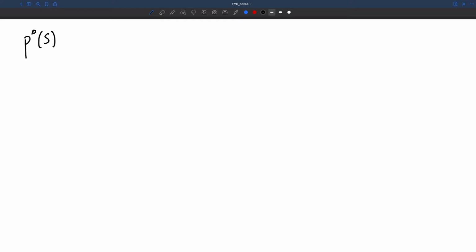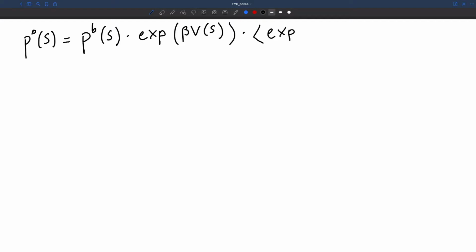So P0 of S, the unbiased probability density, equals the bias probability density PB of S multiplied by the exponential of the bias potential, multiplied by a constant that is the ensemble average of the exponential of minus the bias potential evaluated in the unperturbed ensemble, so in the unbiased ensemble.